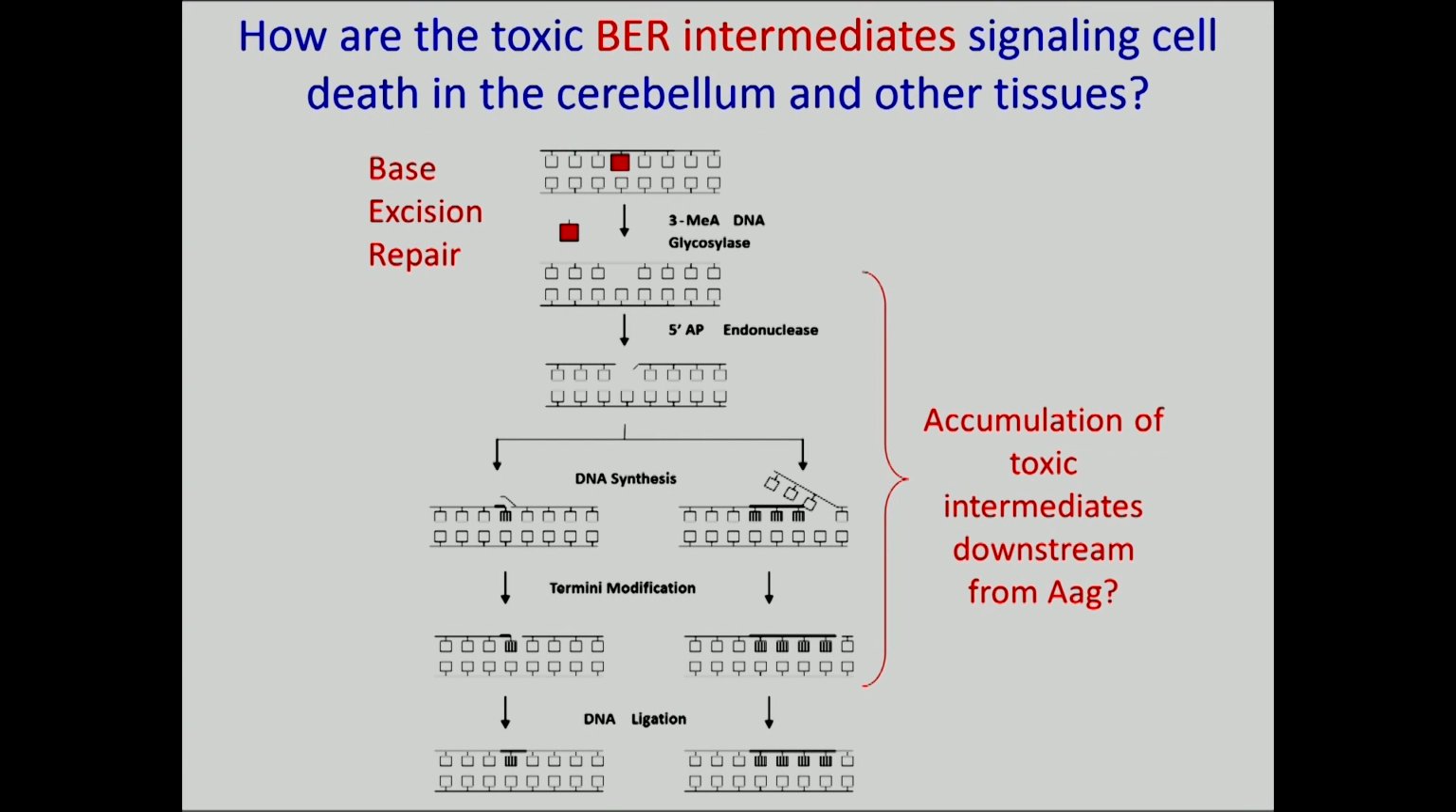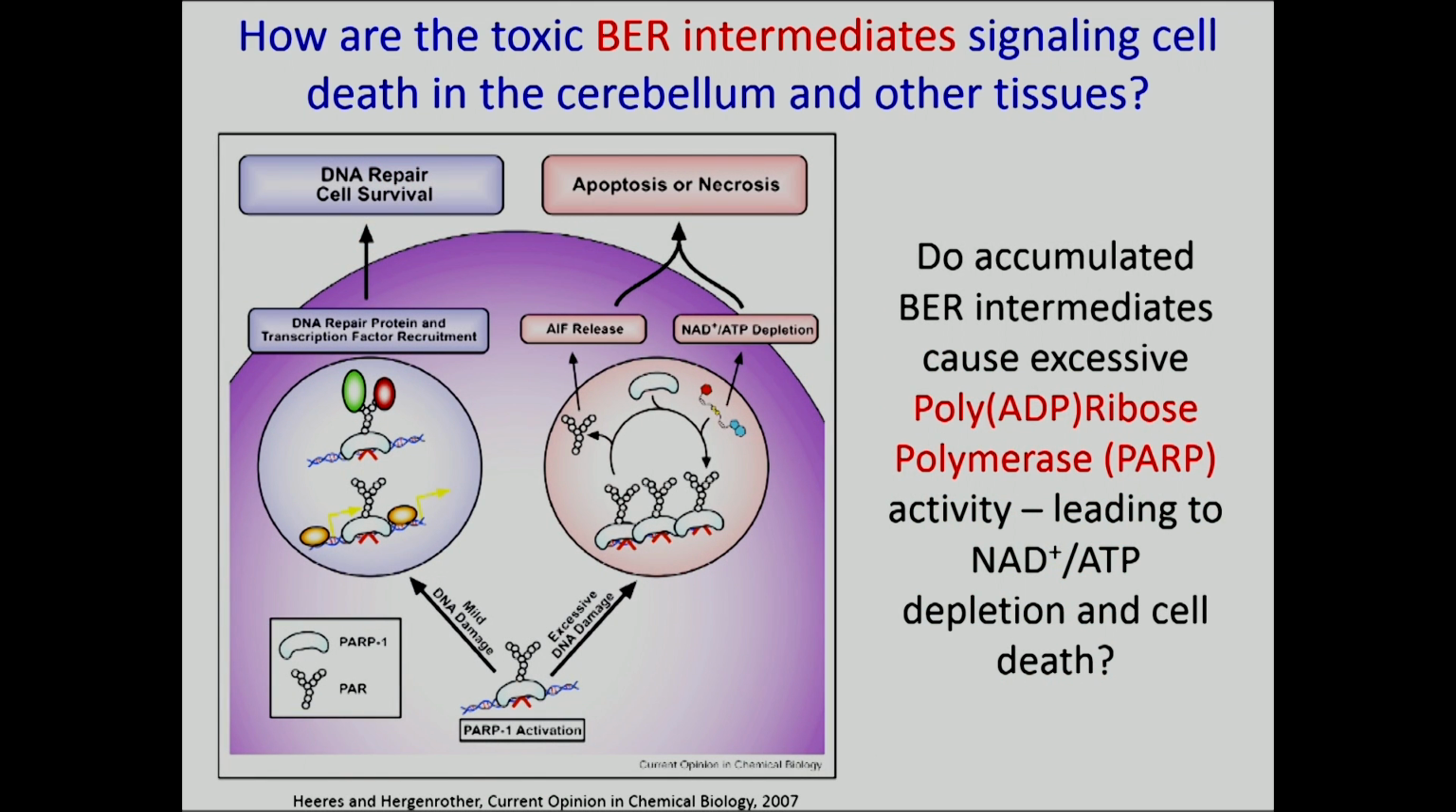So the model, coming back to this, is that the initiation of repair generates base excision repair intermediates that have this ability to signal cell death. And so we wanted to know how that signaling was happening. One of the best candidates was to look at poly-ADP ribose polymerase. This is a nuclear enzyme, at least PARP1 is a nuclear enzyme that recognizes single-strand breaks in DNA.